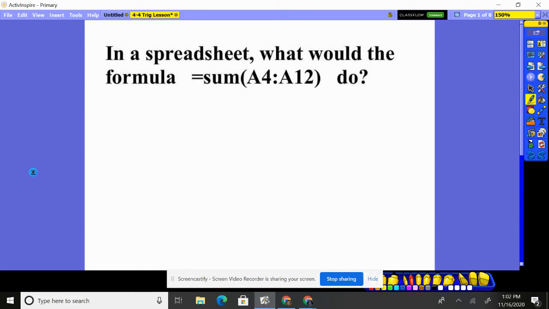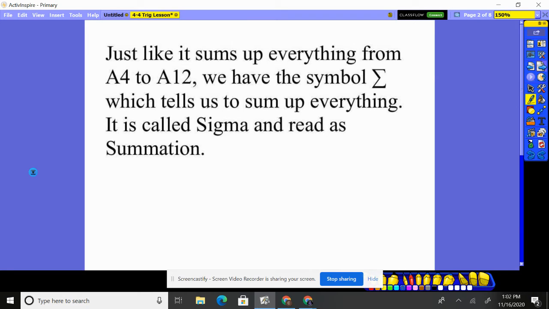So in a spreadsheet, what would the formula =SUM(A4:A12) do? Well, what's it going to do? It's going to add up everything in A4 all the way through A12. It sums everything up. Just like it sums everything up from A4 to A12, we have the symbol sigma, which tells us to sum up everything. As I say, it's called sigma and it's read as the summation.